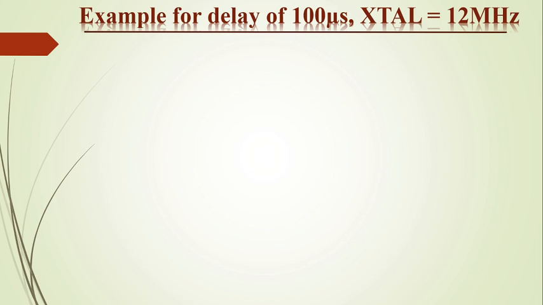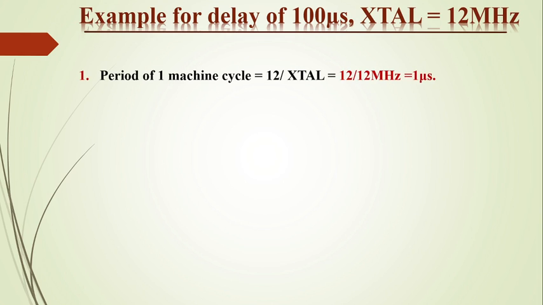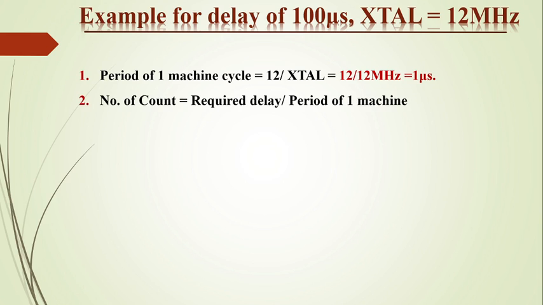So let's see the example. Suppose we have to generate a delay of 100 microseconds. The delay is given and the crystal frequency is 12 megahertz. Our first step is to find the period of one machine cycle using the formula 12 divided by the crystal frequency. So we get 1 microsecond. Our second step is to find the count, which can be found by the formula required delay divided by the period of one machine cycle. Our required delay is 100 microseconds, so we get the count, that is 100.